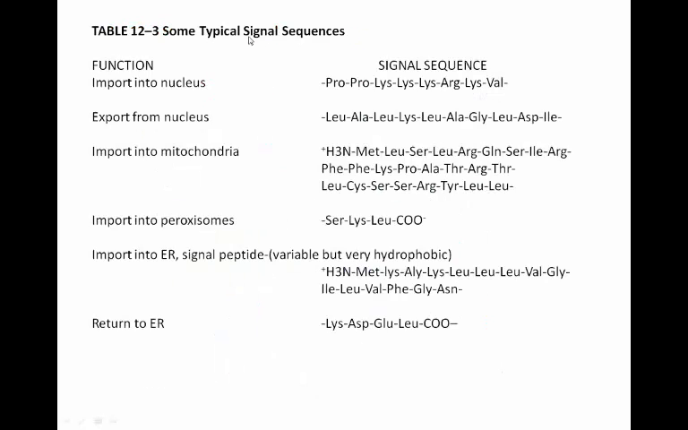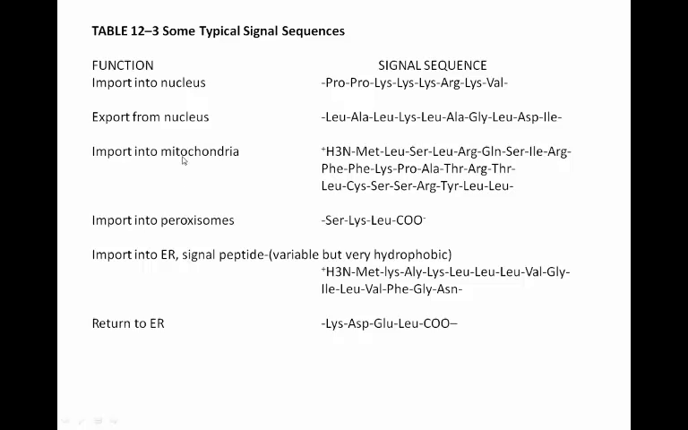Some typical signal sequences. So the function of the sequence, import into the nucleus. And the signal sequence is proline, proline, lysine, lysine, lysine, arginine, lysine, valine. So lots of basic amino acids in here. Plus you start with proline. Export from the nucleus: leucine, alanine, leucine, lysine, leucine, alanine, glycine, leucine, aspartate, isoleucine, many hydrophobics, leucine, alanine, leucine. Here's a basic leucine, leucine.